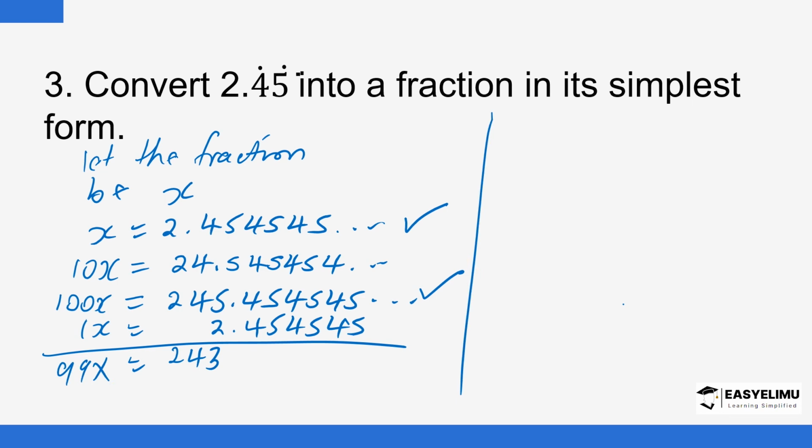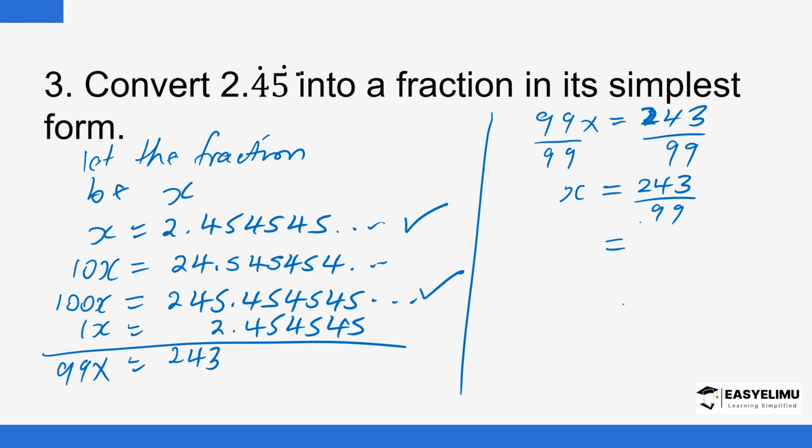So what I have, remember x represents the fraction. So 99x is equal to 243. So for me to find the value of x, I'll have to divide both sides by 99. So x is equal to 243 over 99. So both of them are divisible by 3. So 243 divided by 3 is 81. 99 divided by 3 is 33. Both are still divisible by 3. So 81 divided by 3 is 27. And 33 divided by 3 is 11.